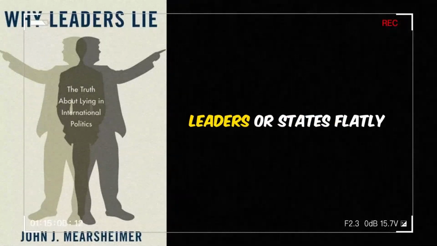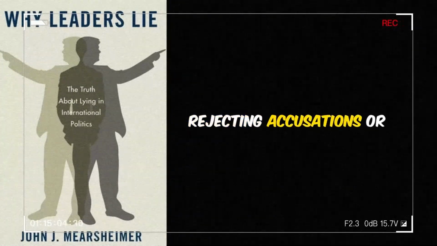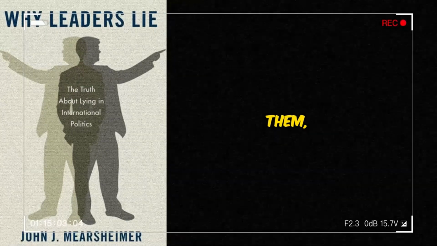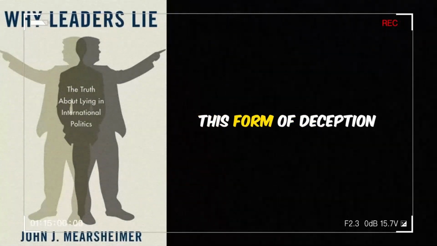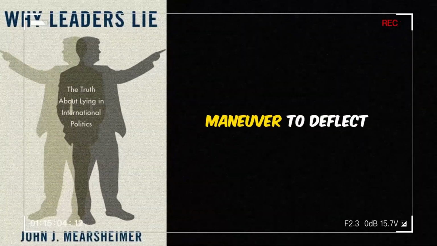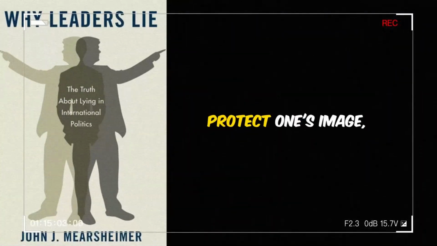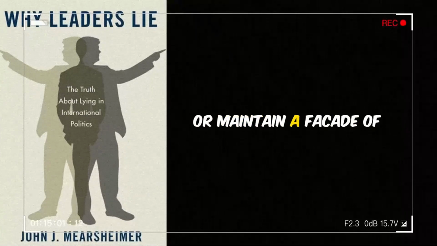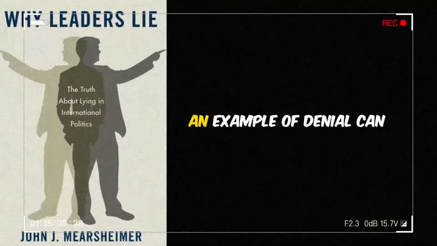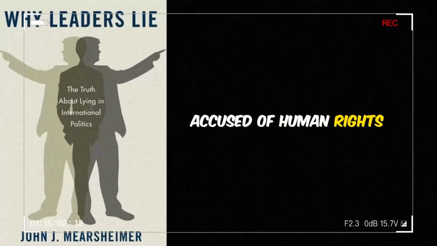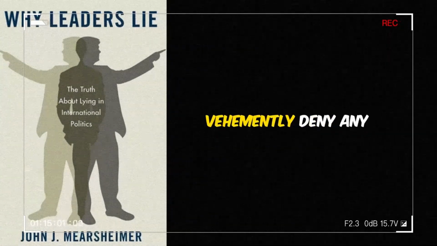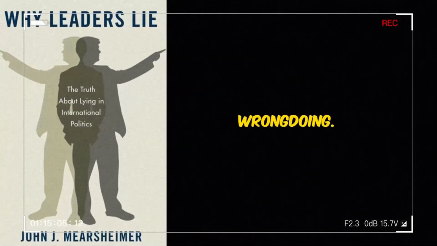Denial involves leaders or states flatly rejecting accusations or charges made against them, even if those allegations contain an element of truth. This form of deception can be a strategic maneuver to deflect blame, protect one's image, or maintain a facade of innocence. An example of denial can be found in the responses of governments accused of human rights violations, where they often vehemently deny any wrongdoing.